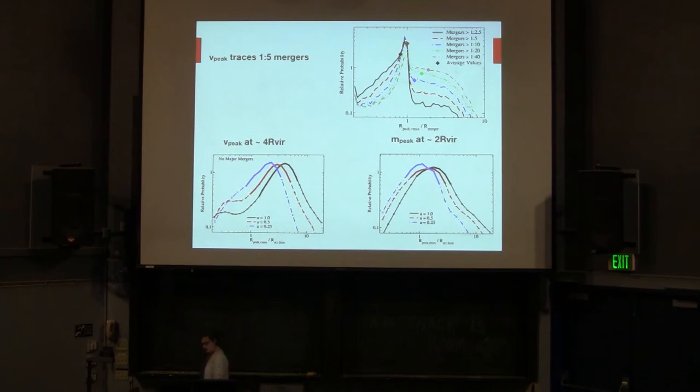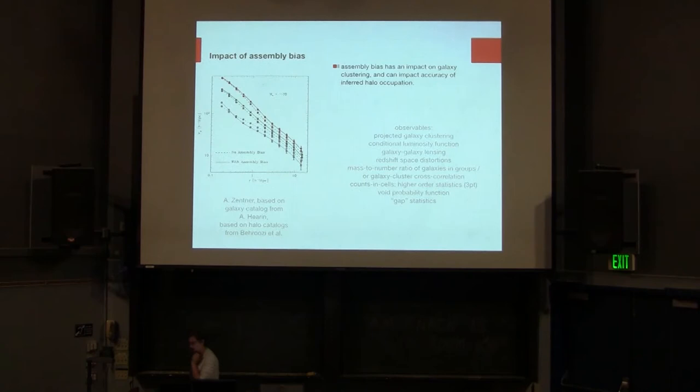One last technical issue that I just want to mention relates to the impact of assembly bias. When people fit halo occupation models, they generally assume that there's no correlation between the galaxy properties and the halo properties at a given mass. That's not exactly the assumption in abundance matching, because there can be this dependence on the history.